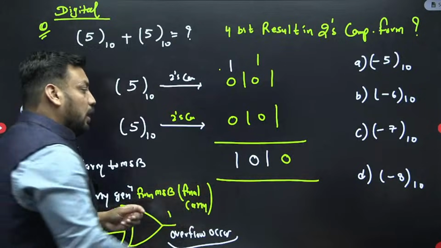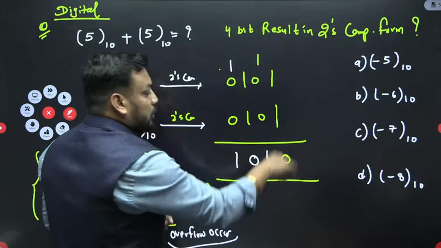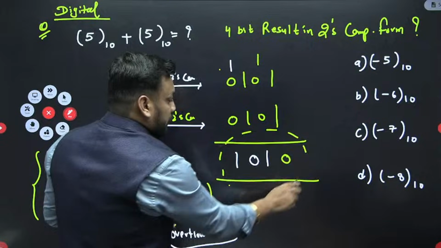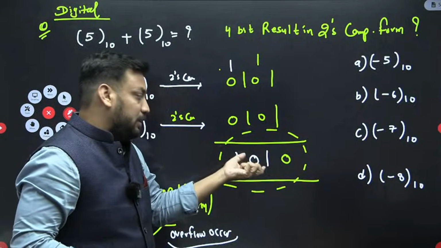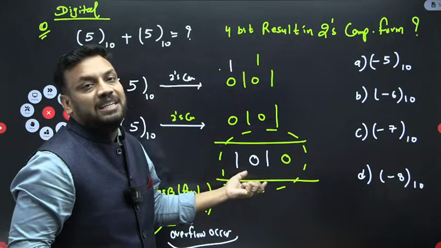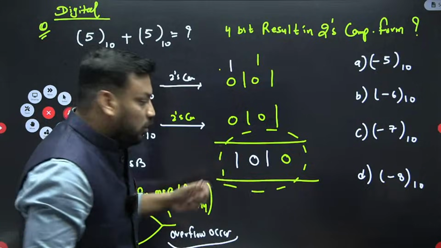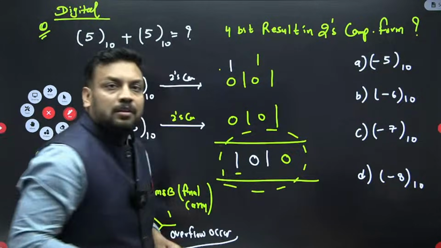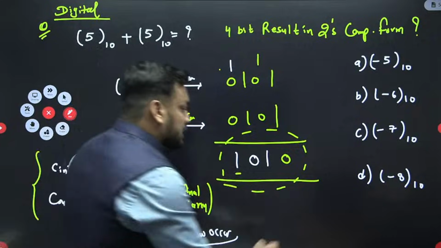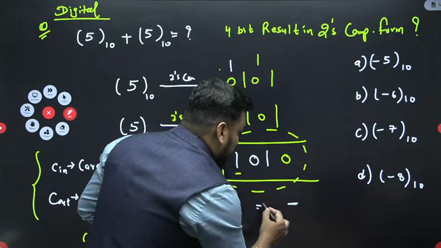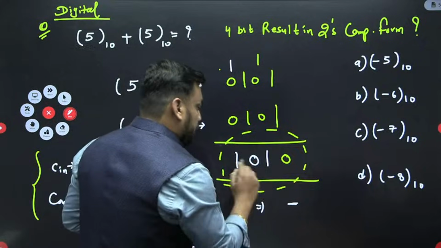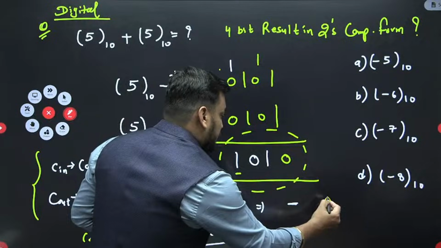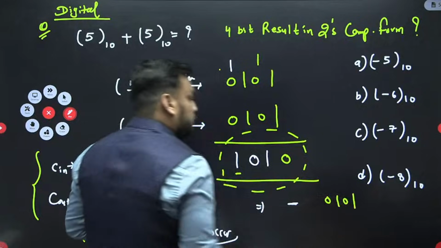Yes or no? Now the examiner is just asking for its 2's complement decimal equivalent. Whatever we have represented in the 2's complement form, what is the decimal equivalent of this? So first of all, this MSB is 1. So if MSB is 1, then of course the number is negative, sir. Okay, sir. Now it is represented in the 2's complement form, so first you need to take its 1's complement. When you take 1's complement, what do you get? 0, 1, 0, 1. Yes or no?